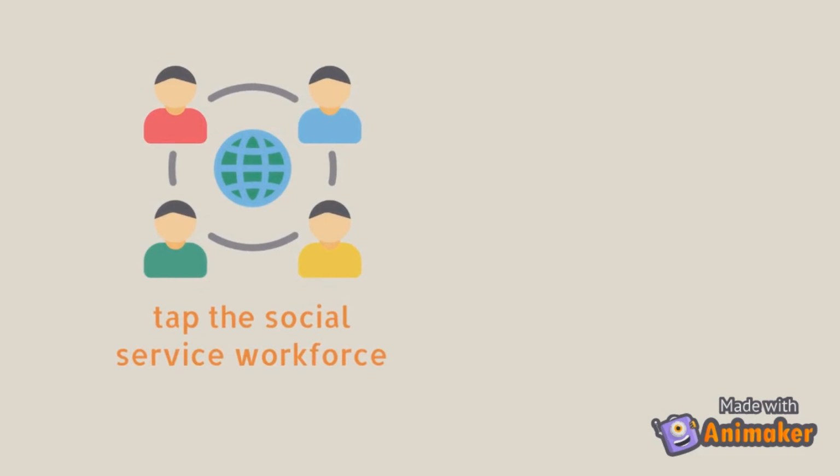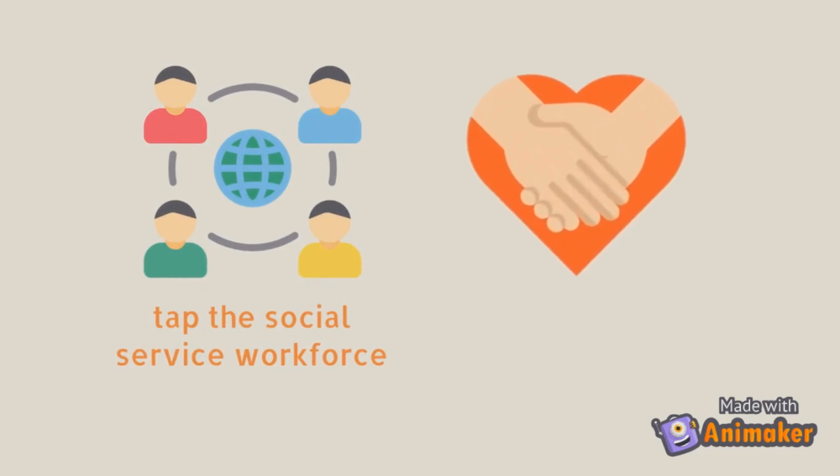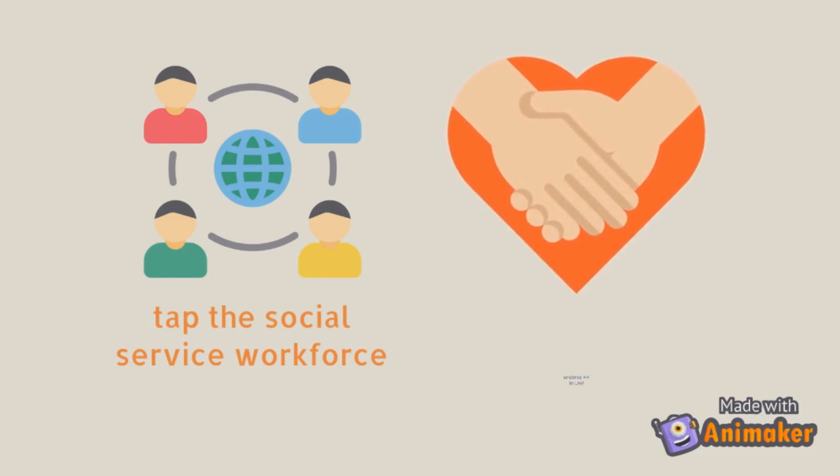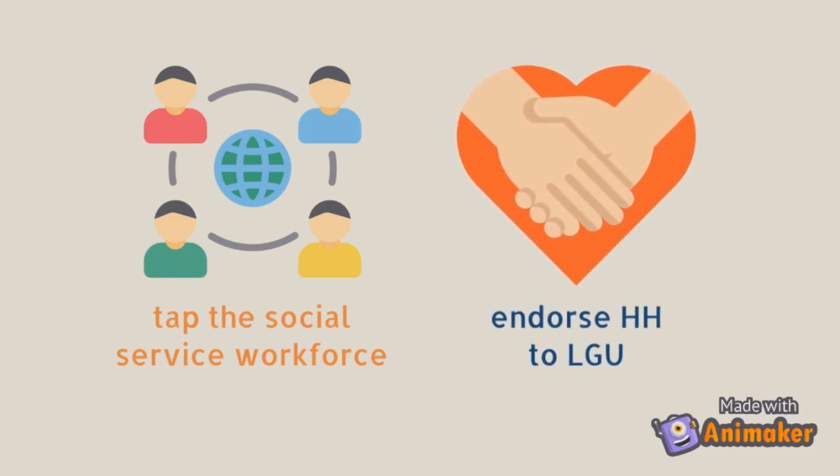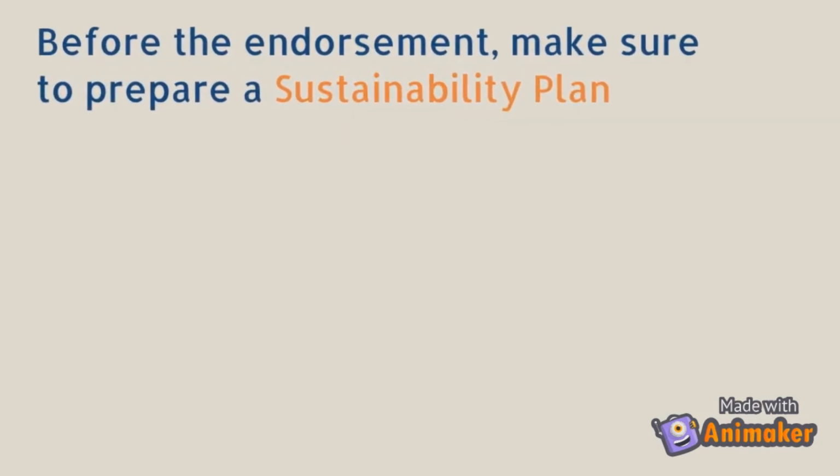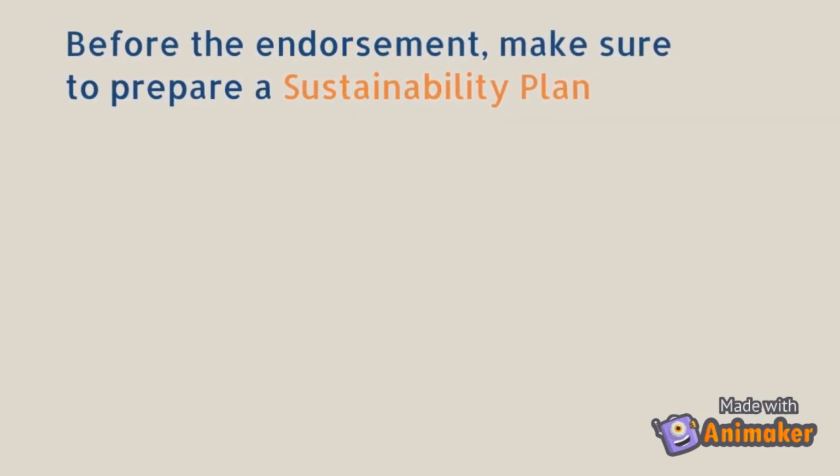At this stage, the household beneficiaries exiting through their organized communities shall be turned over to the local government unit to sustain their efforts. Prior to endorsement, 4Ps, together with the local government units and other members of the social service workforce, shall come up with a sustainability plan.